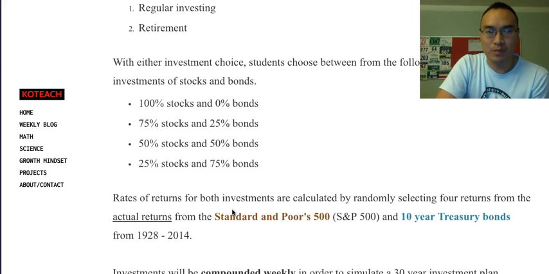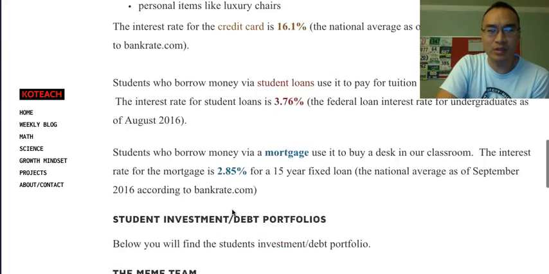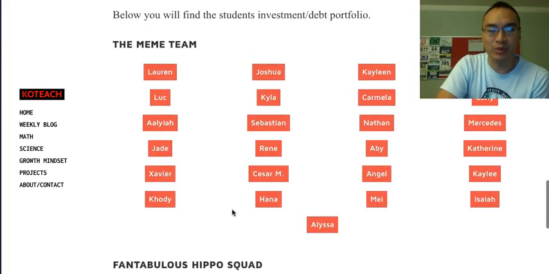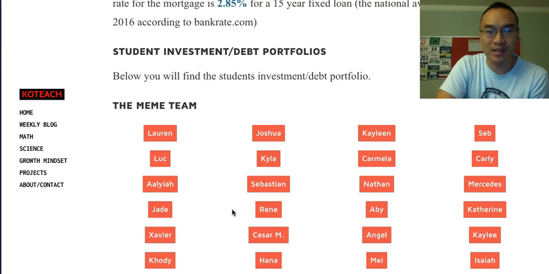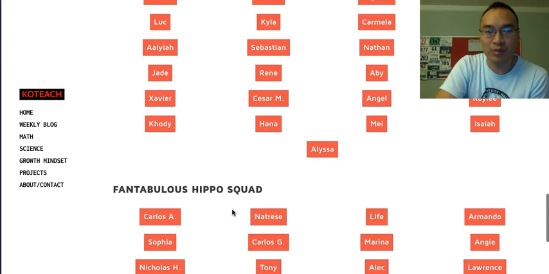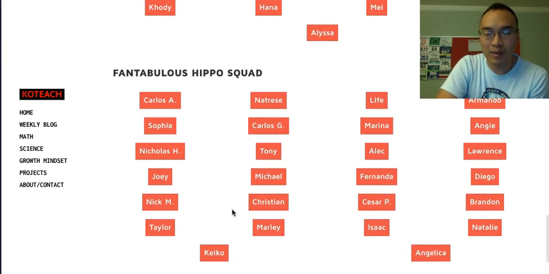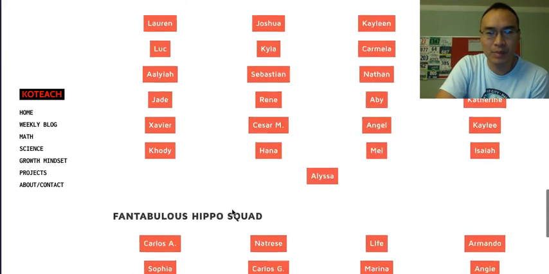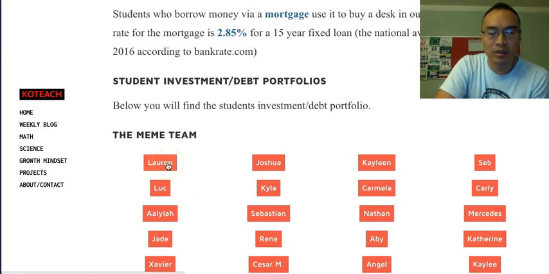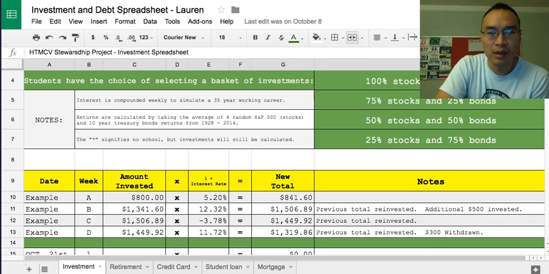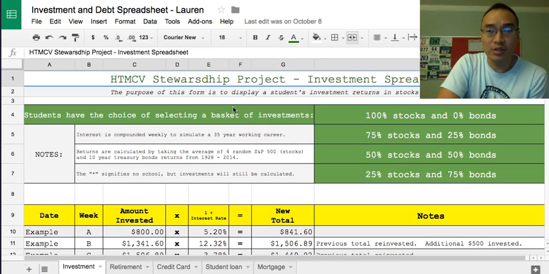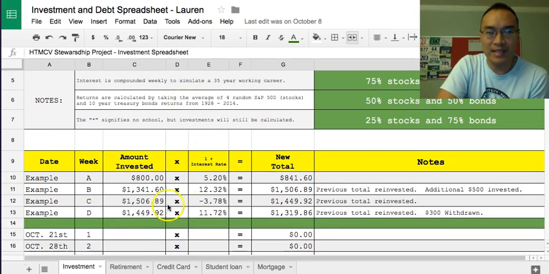So what does that mean? Let me explain by going to one of your investment portfolios. You all have investment and debt portfolios, both for the Meme Team and the Fantabulous Hippo Squad. But I'm going to choose Lauren's because hers is first. So thanks, Lauren. Here we are, and your spreadsheet for investments and debts looks exactly like this. It just says a different name. You all have this example area.